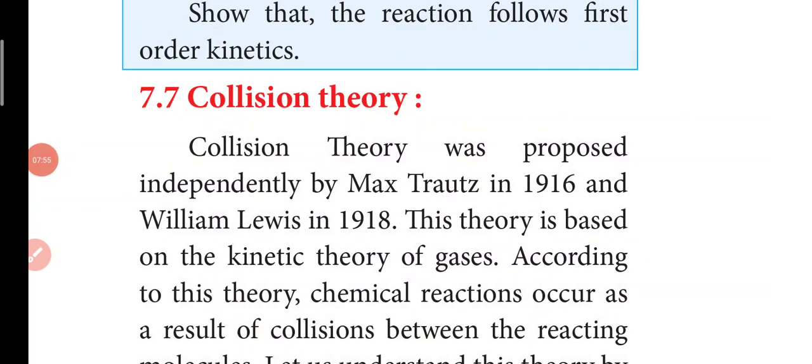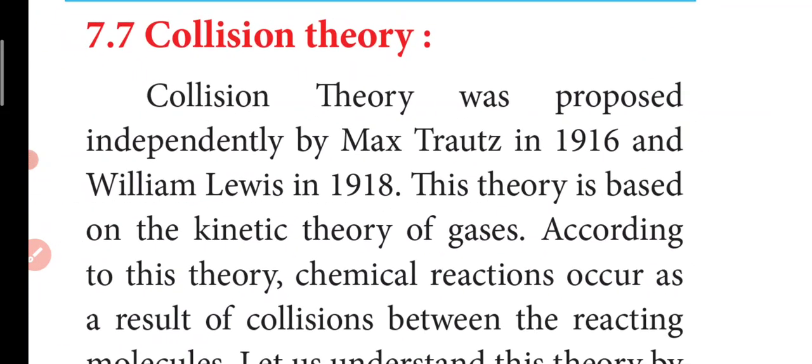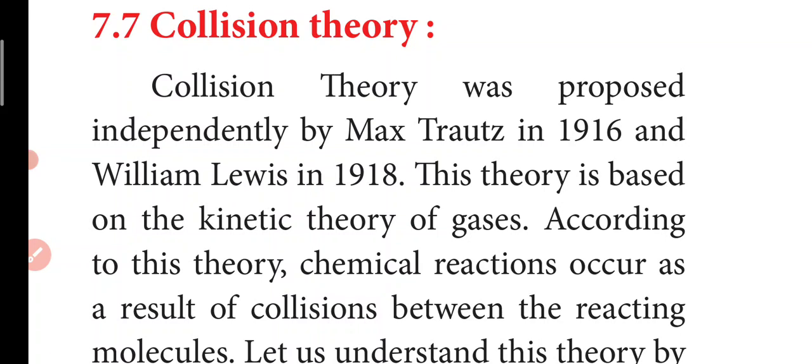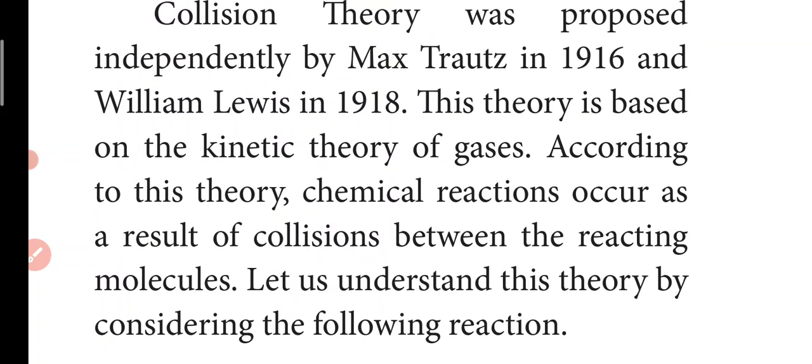Collision theory was proposed independently by Max Trautz in 1916 and William Lewis in 1918. This theory is based on the kinetic theory of gases, so how fast they collide with each other. Kinetic theory means mass into velocity. How do they move, how long, with what velocity they are moving, and depending upon the mass only, the velocity also will be determined. So it is based on the kinetic theory of gases. According to this theory, chemical reactions occur as a result of collision between the reacting molecules.